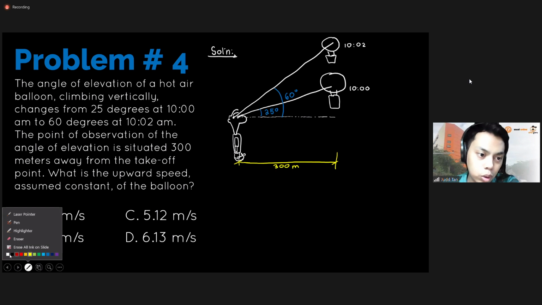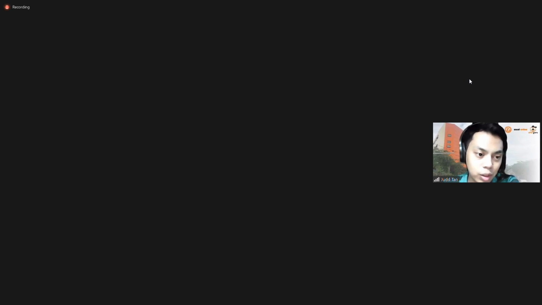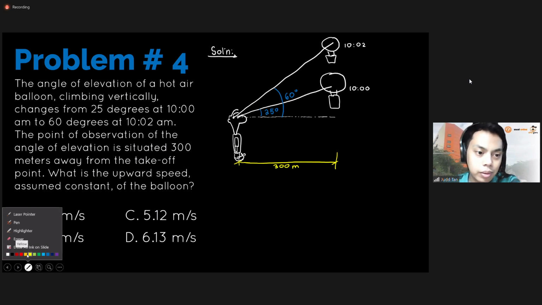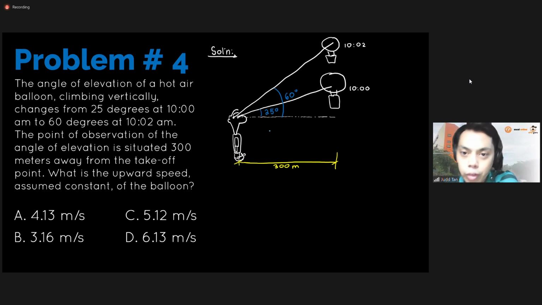Ano daw po yung constant or ano pong speed? Assuming that it's constant. So, speed. Speed pala yung question dito. Ano pong formula ng speed natin? Speed is distance over time. Okay, do we know the distance?